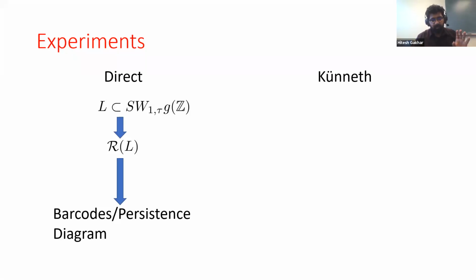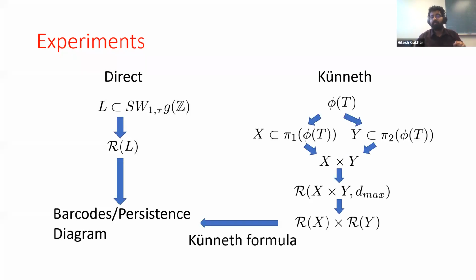For the example that we're working with, we start with phi of t, the collection of all those two-dimensional vectors. We take projections onto the first and the second coordinate, and then within those projections we do some further sampling to get fewer points. Once we get those fewer points, we call them x and y, and we take their Cartesian product, equip them with a maximum metric, and compute the Rips filtration on them.